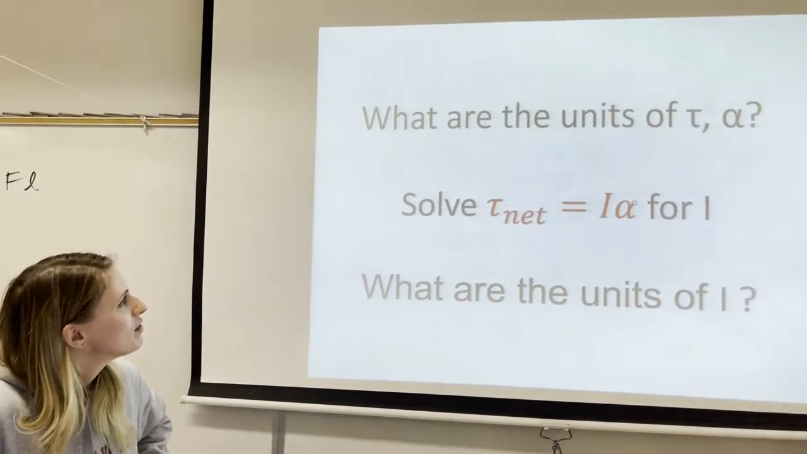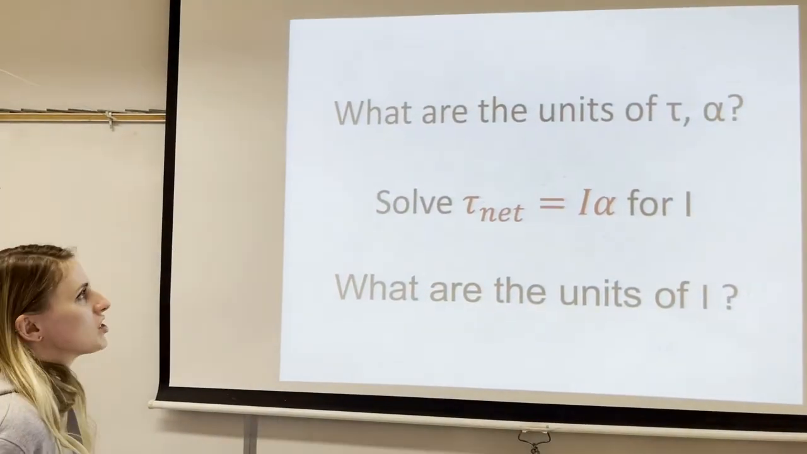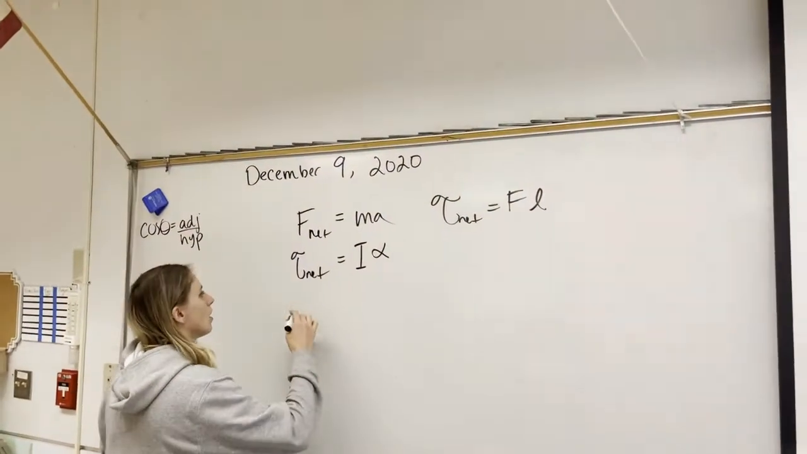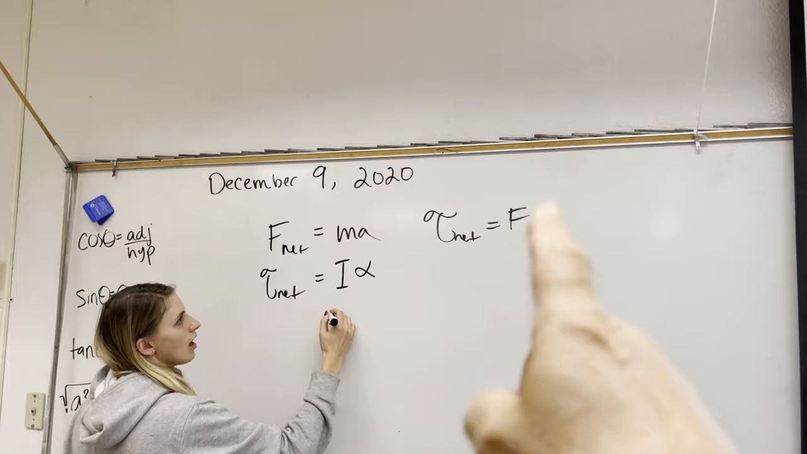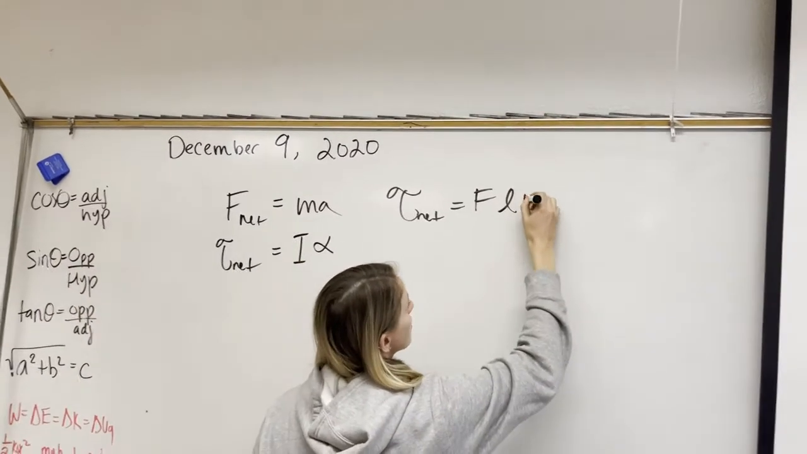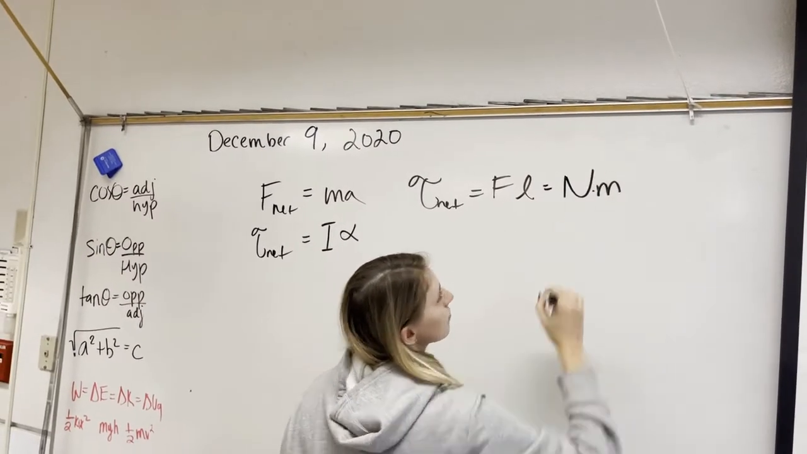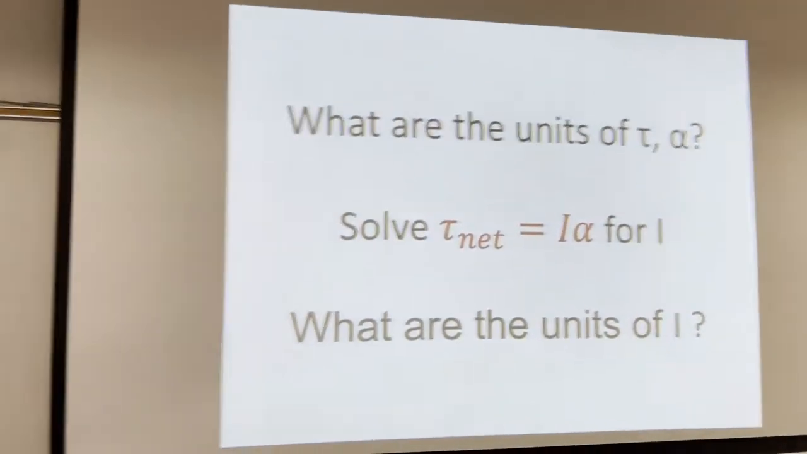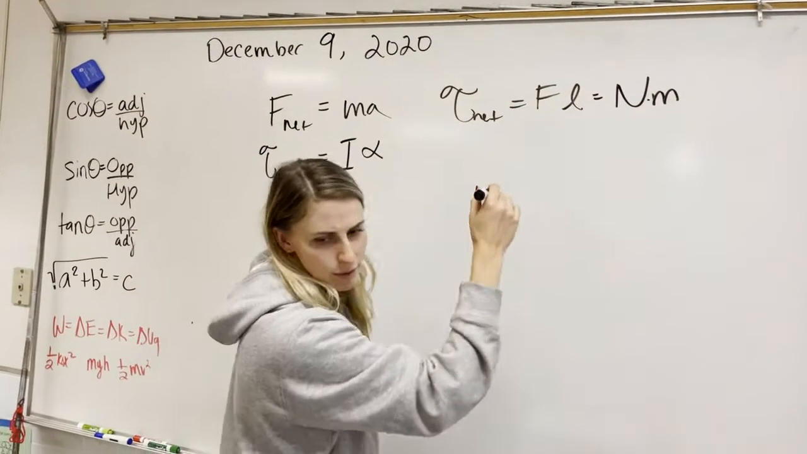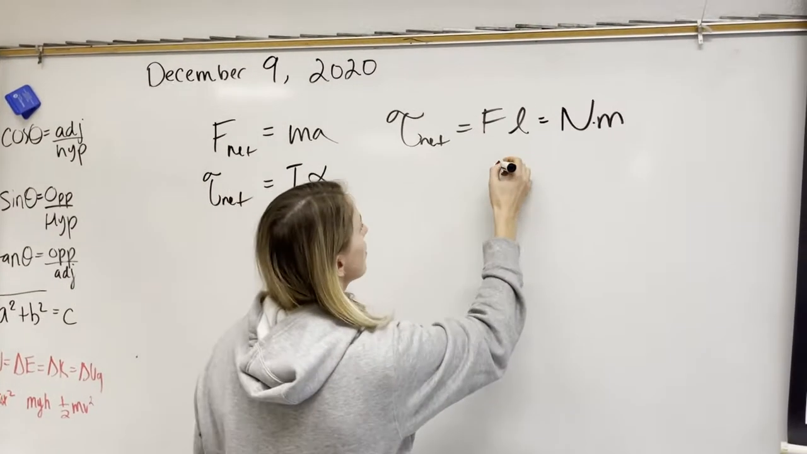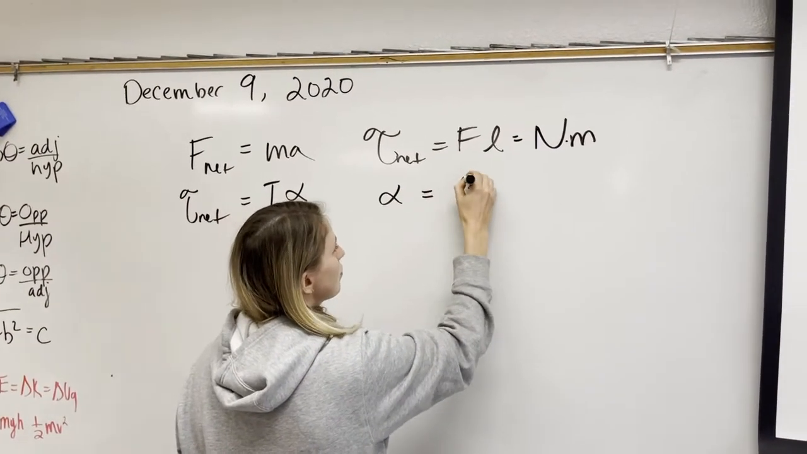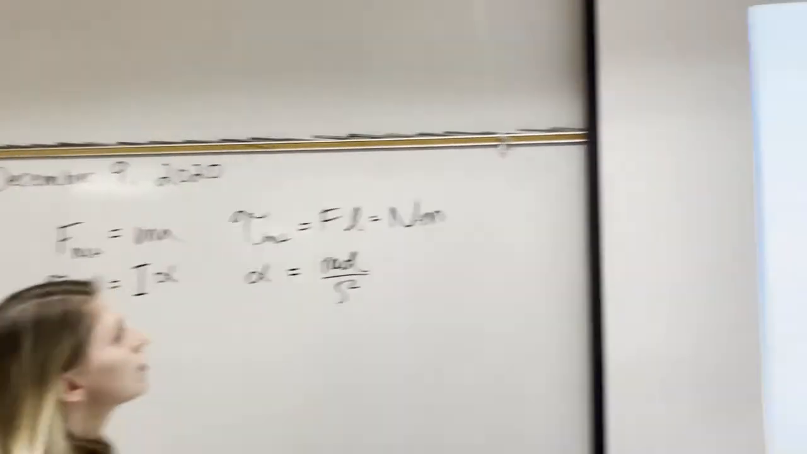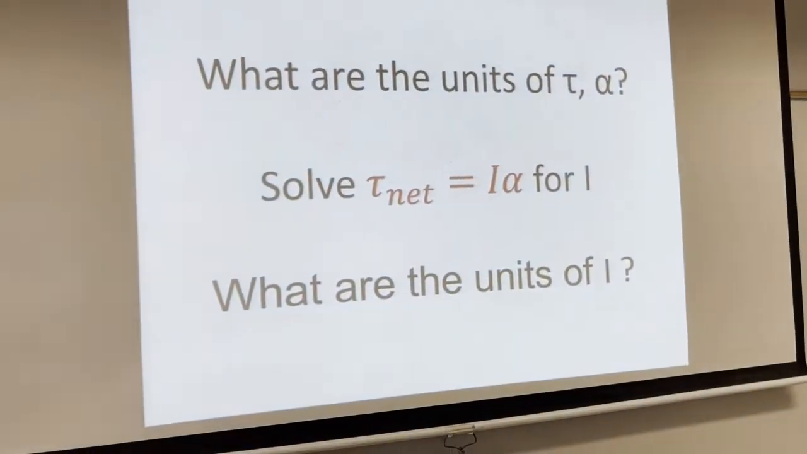And what are the units of torque and angular acceleration? The units for torque, you've got it up there on the right already, Newton meters. Newton times meters. And then angular acceleration. Where should I write that? You can put it right under torque net. Right here? Yeah. It's going to be radians per second squared. Okay, what's next? Solve that equation for I.